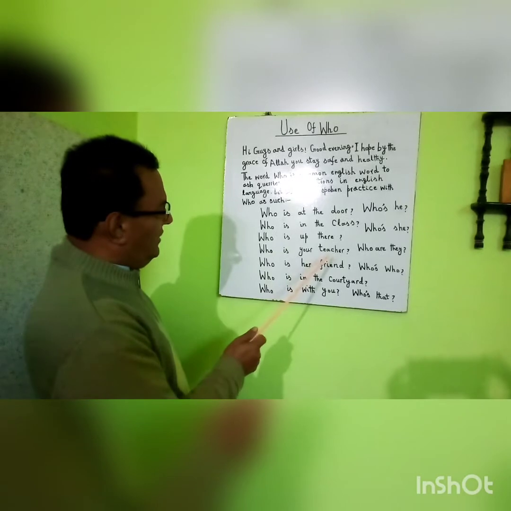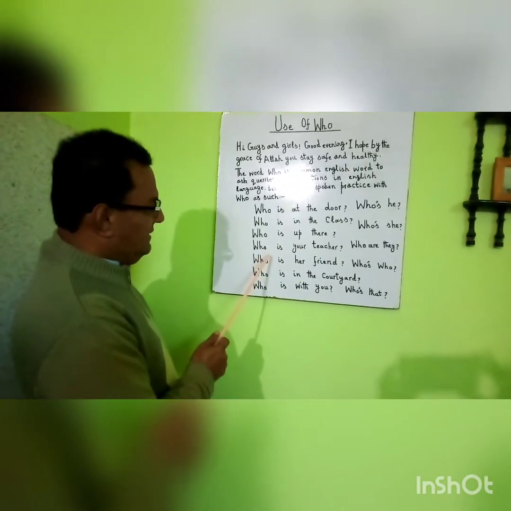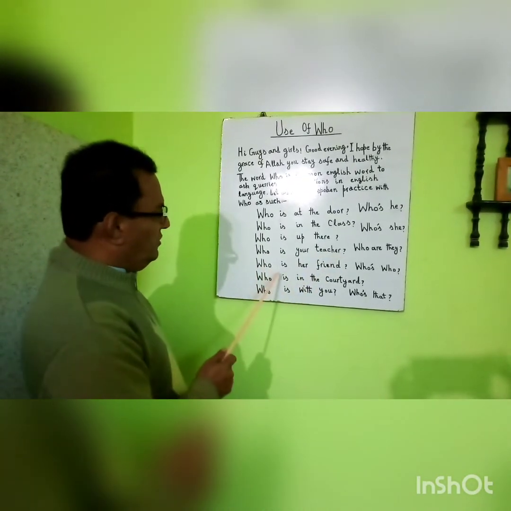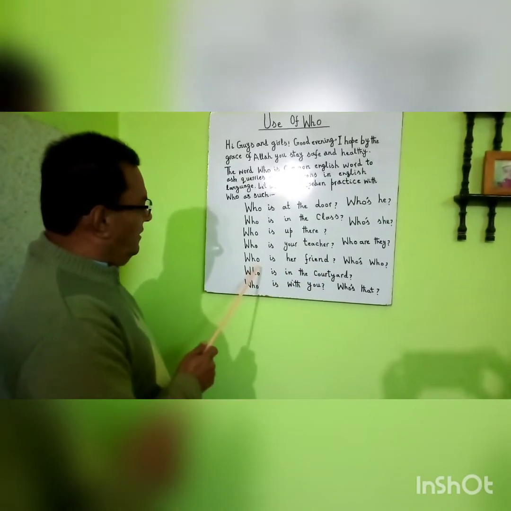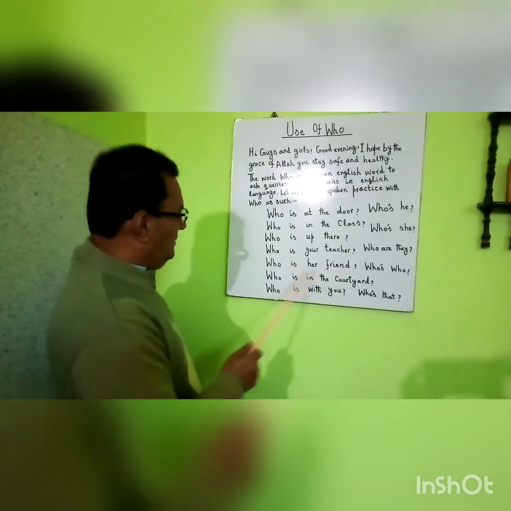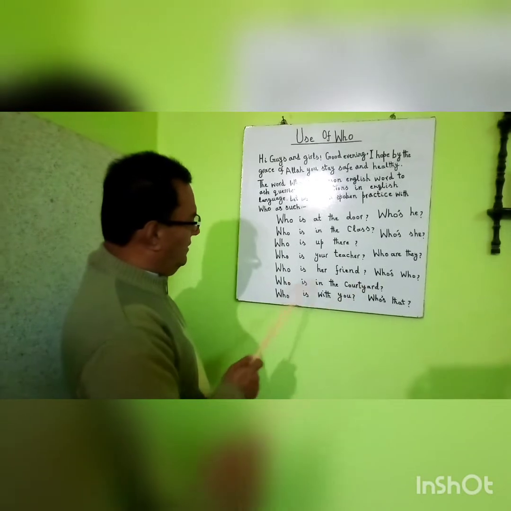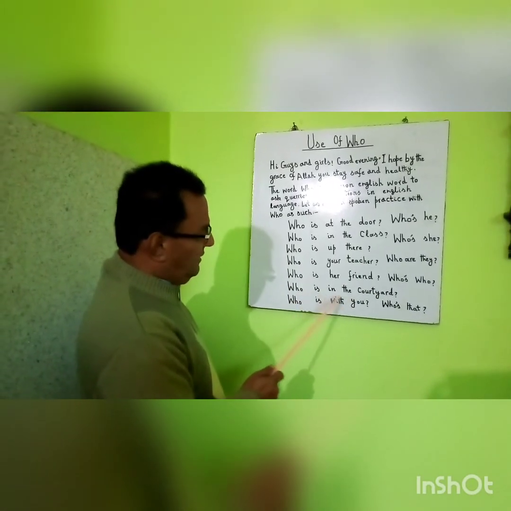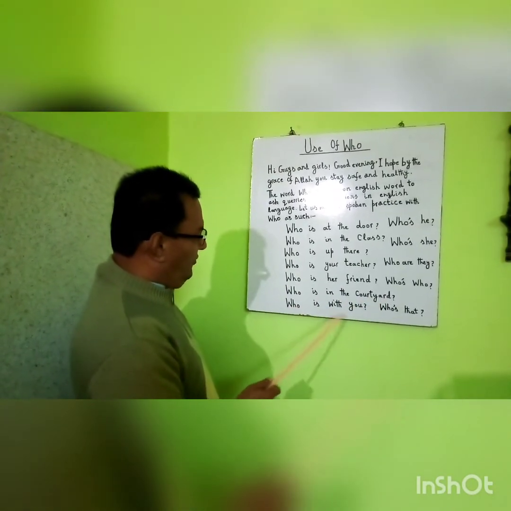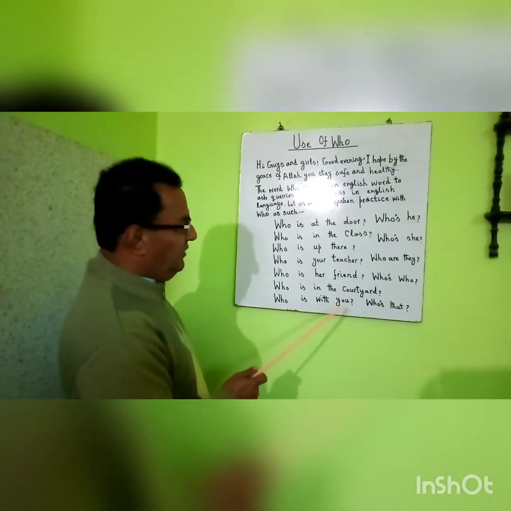Who is your teacher? Mr. Alex is our teacher. Who is her friend? Tom is her friend. Who is in the courtyard? Tommy is in the courtyard. Who is with you? My friend is with me.